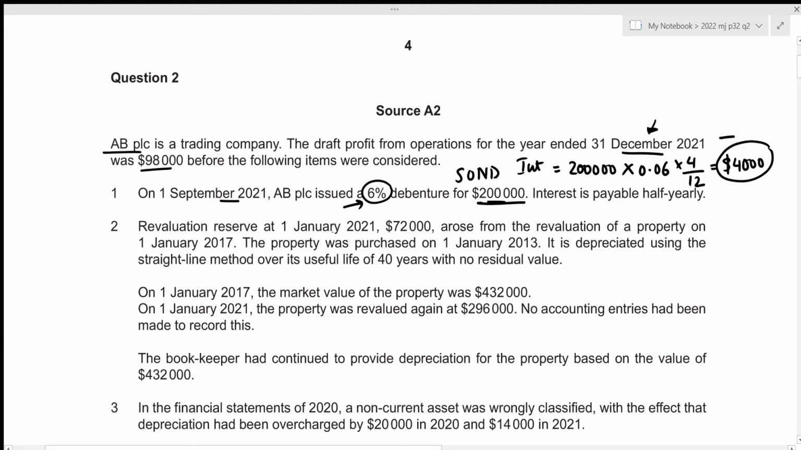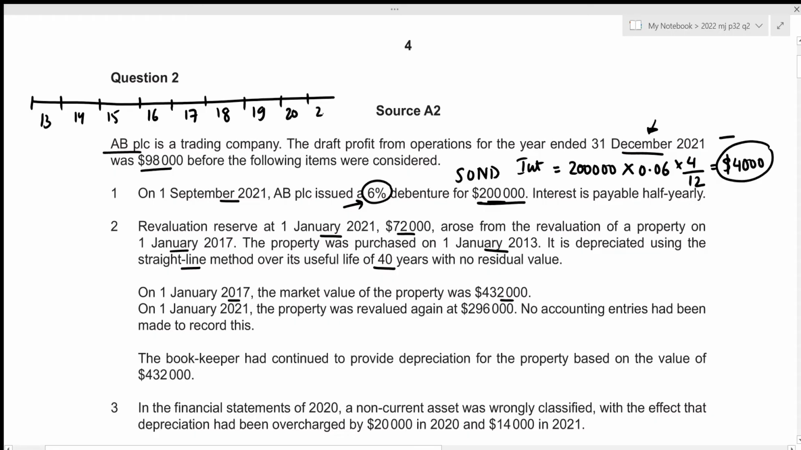Now, revaluation reserve at 1st January 2021, 72,000, arose from the revaluation of a property on 1st January 2017. The property was purchased on 1st January 2013 and it is depreciated using the straight line method over its useful life of 40 years with no residual value. Alright, then on 1st January 2017, the market value of the property was 432,000, which is after the revaluation. So I'm just going to prepare a timeline right here. So this is the year 2013, 14, 15, 16, 17, 18, 19, 20, and then 21.